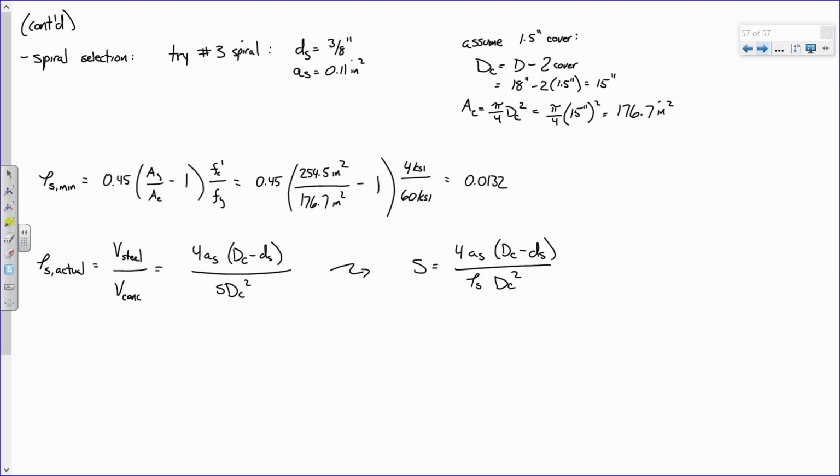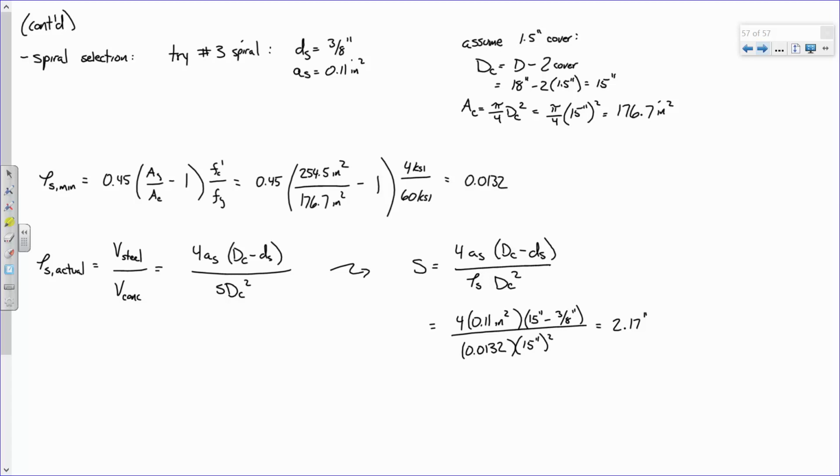spacing needs to be. So we got a big fraction here, 4 times 0.11 inches squared, we got 15 inches minus 3/8. And then on the bottom, we're going to use that 0.0132, and then we're going to have 15 inches. Now don't forget that 15 inches on the bottom has got to be squared. We'll say 2.17. Do I have a second on that? So is everybody okay with that?